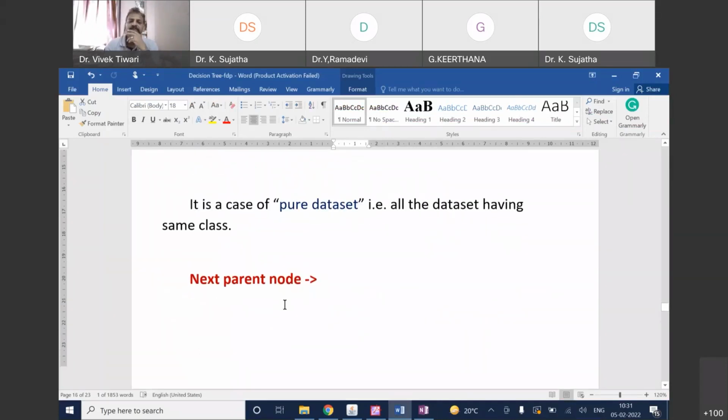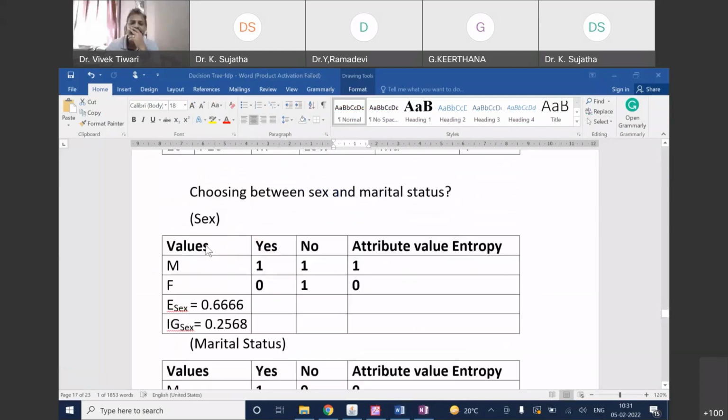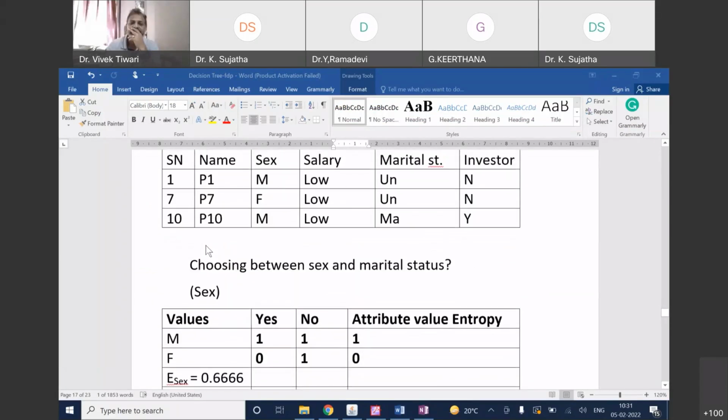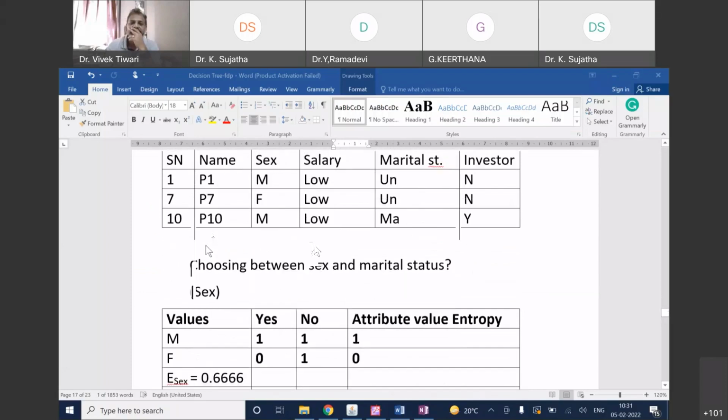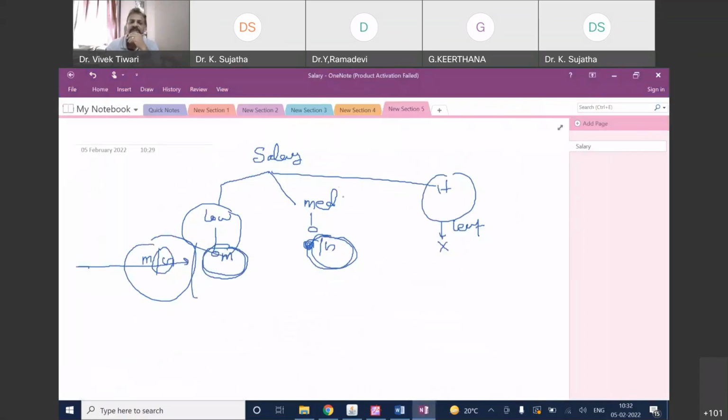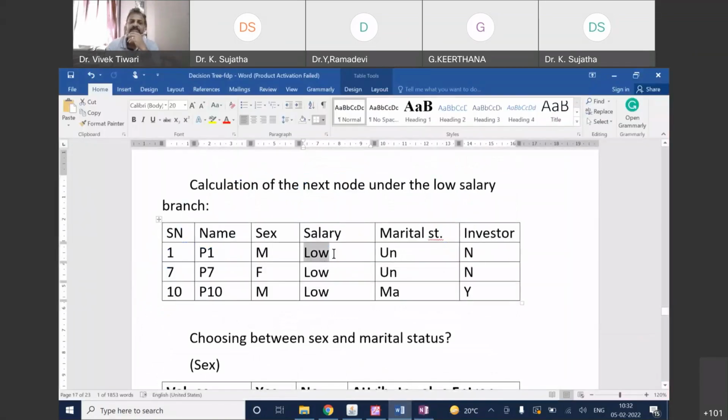The question is, which is the next node? We are focusing one by one to examine everything. Starting with the low, I'm going to focus over here on the low and decide the next node. Then I will demonstrate the same process with the medium and decide the next node. Suppose this is the sub data set for the low only. You have to cut down, or find out, the subset of the data set you want to focus on.